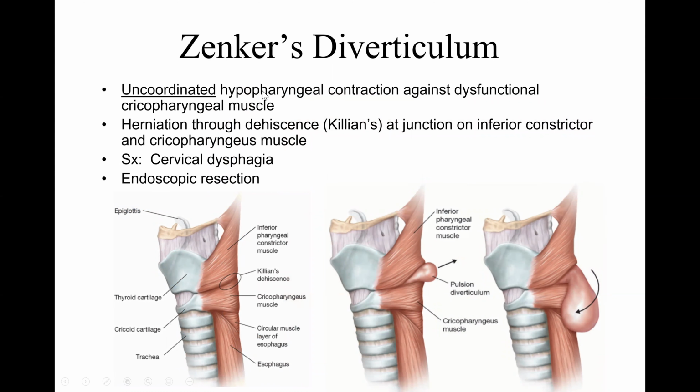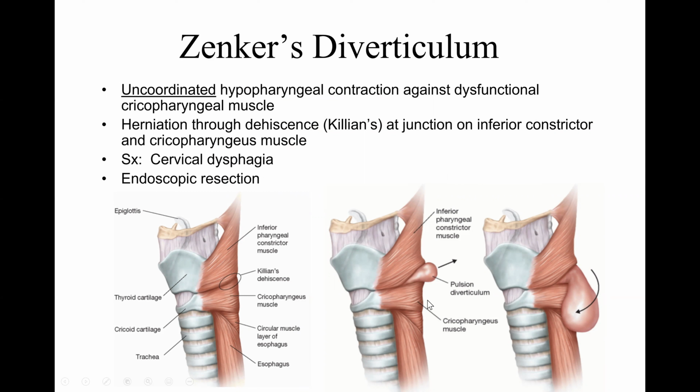And the last area that I'll talk about is a developmental abnormality, and this is the classic Zenker's diverticulum. Zenker's diverticulum is caused by uncoordinated hypopharyngeal contraction against a dysfunctional cricopharyngeus muscle. So typically when we swallow, we have these swallowing waves that involve the inferior constrictor muscle that are continuous with opening and closing of the cricopharyngeus muscle.